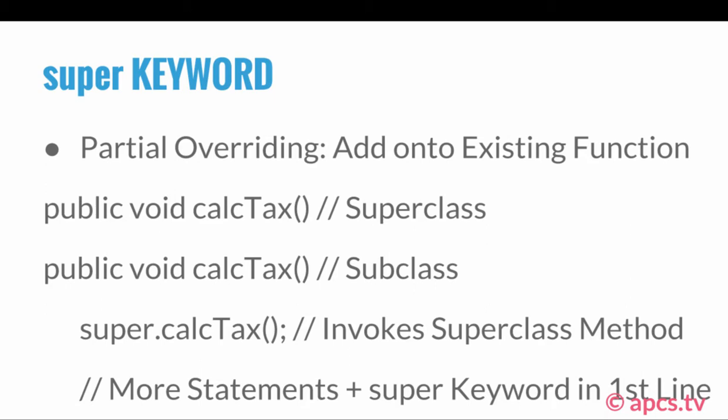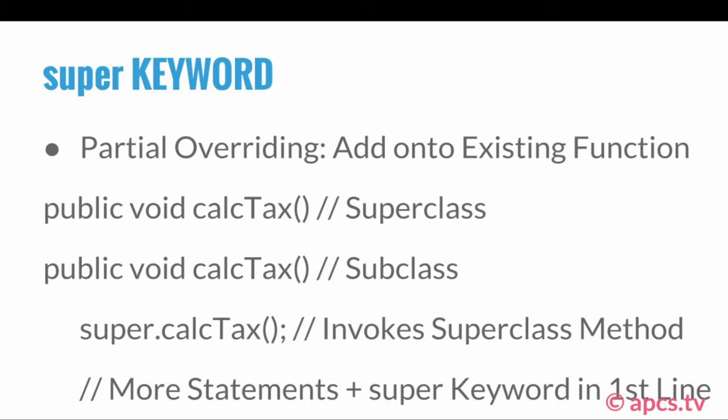So this is an example of partial overriding, because we're taking an existing function, we're keeping it, and then we're adding a little bit more onto it. And that's what partial overriding is. And that's where the super keyword really comes in, because the super keyword basically enables us to invoke the method from the superclass. And you can tell it helps you invoke the method from the superclass because it's super.calctax. So that should help you remember that the super stands for superclass. And then after that, you can have more statements.